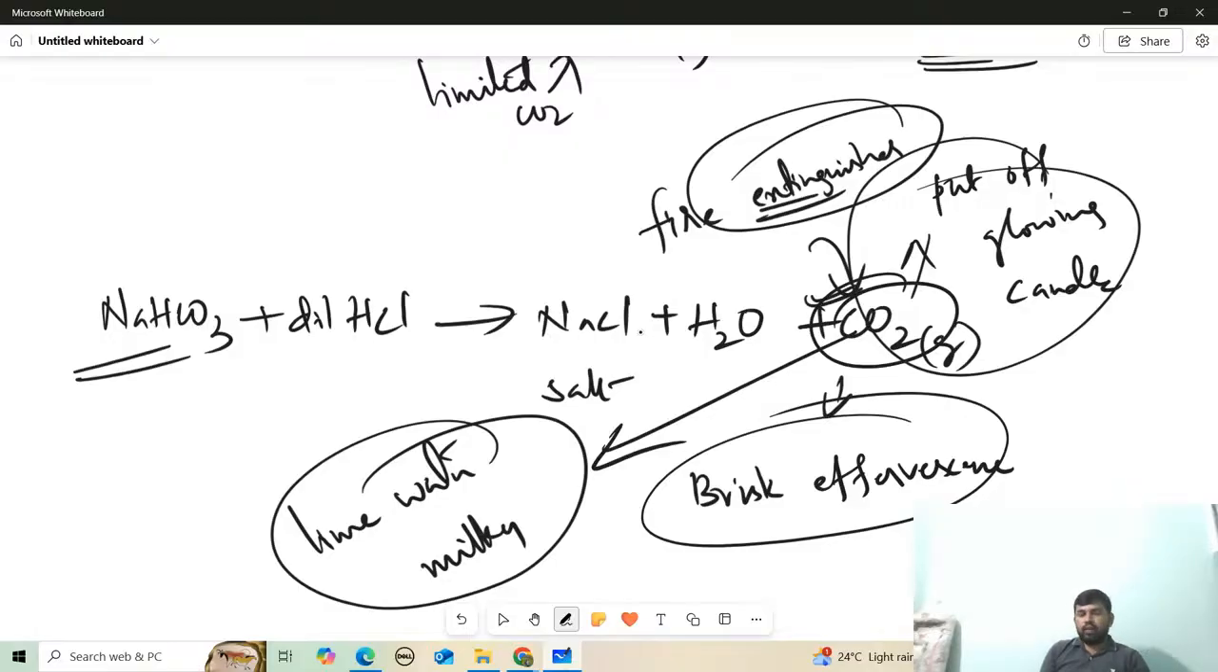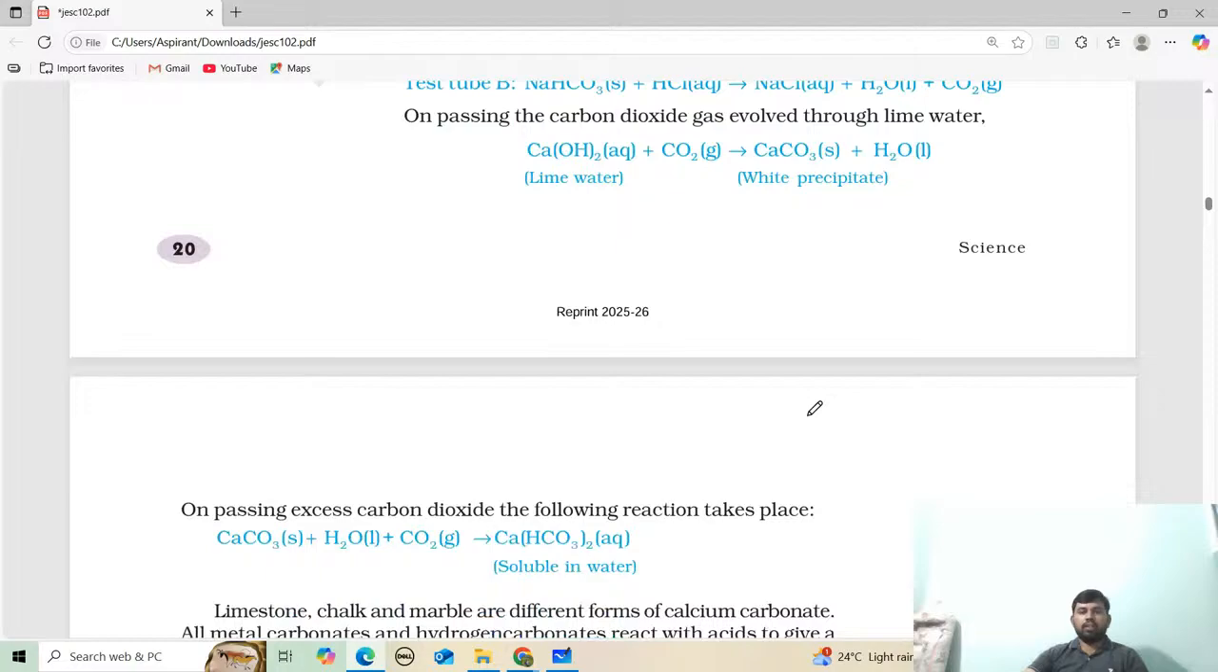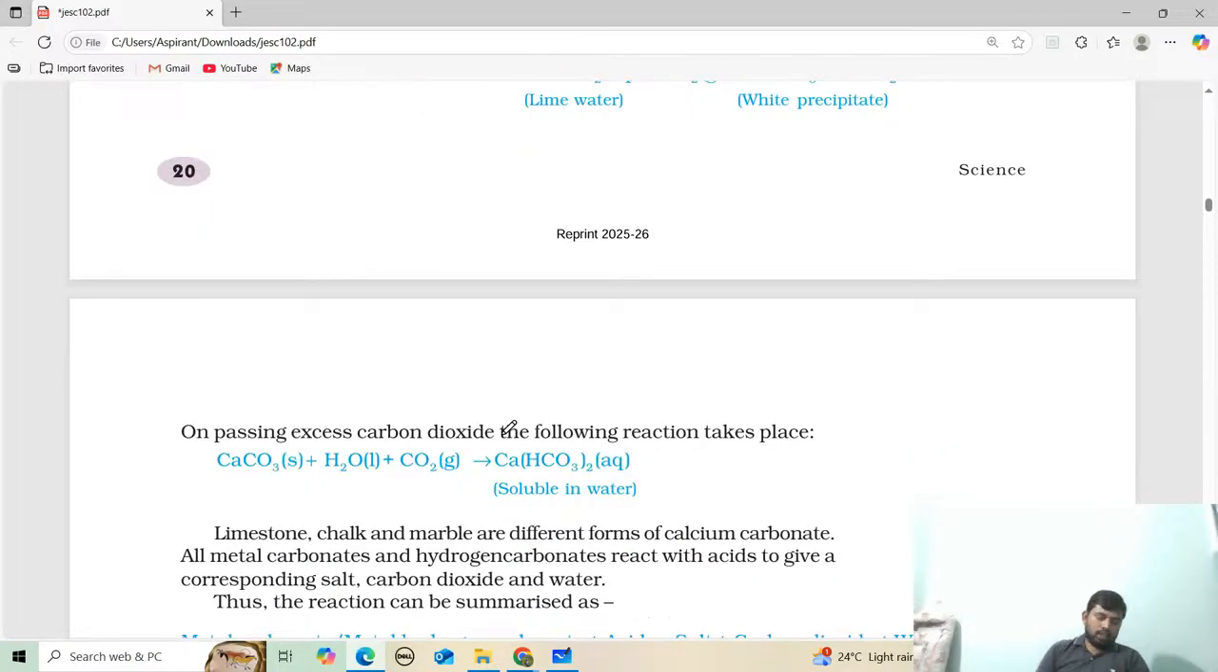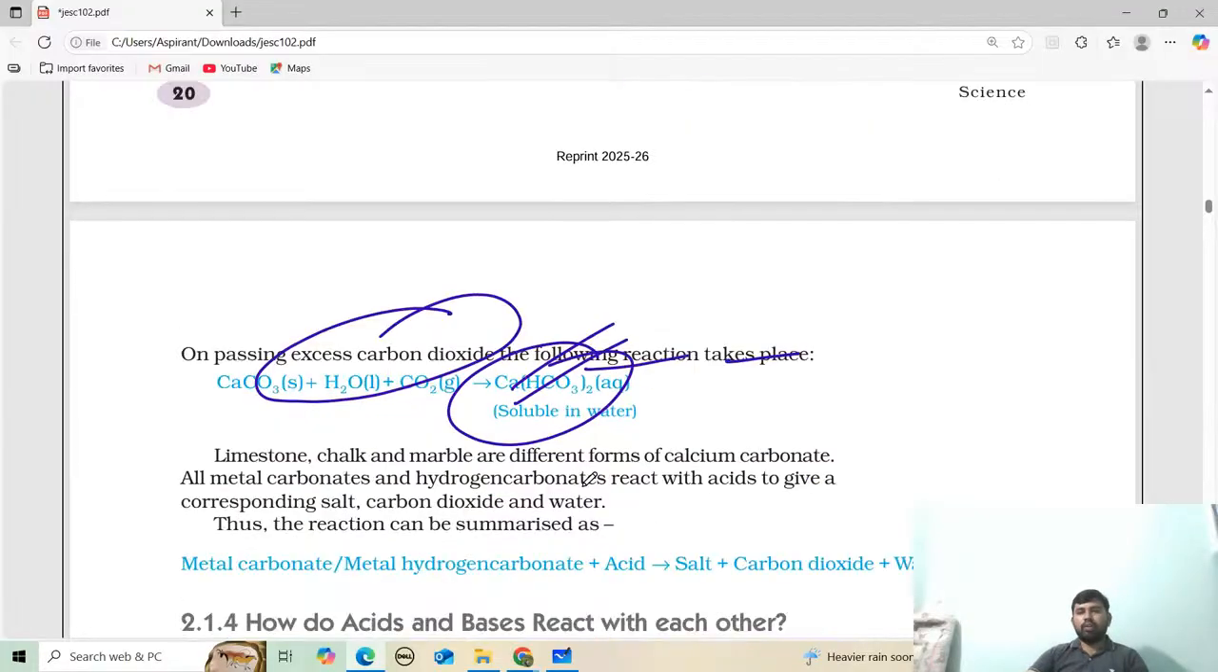Remember. Now come to the next concept, they have given about limestone. Please remember two things here: one is limited supply, the other is excess. They have given here excess carbon dioxide, and the following reaction takes place. Calcium hydrogen carbonate is going to form. Limestone is very important here. What is the formula of limestone? This is CaCO3. What is the formula of chalk? CaCO3. What is the formula of marble? CaCO3. These are different forms of calcium carbonate.